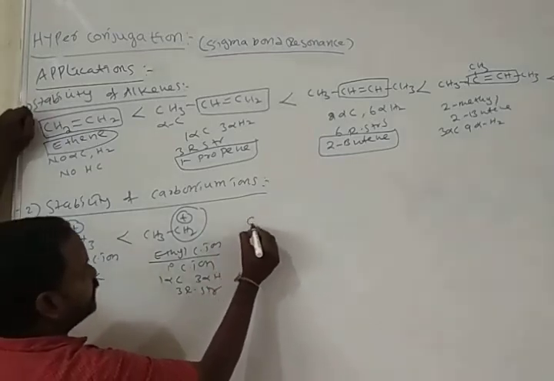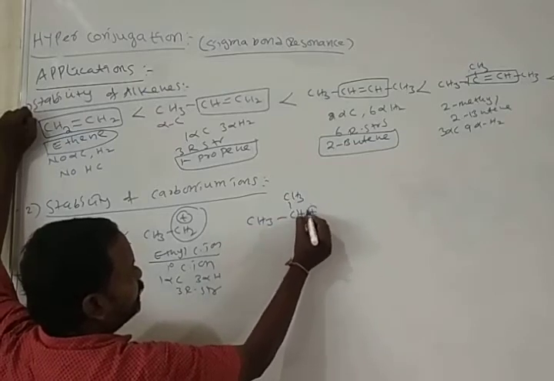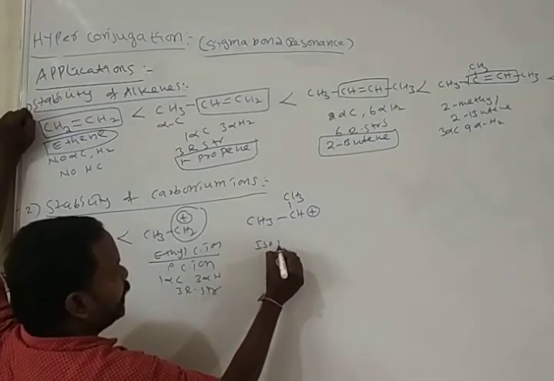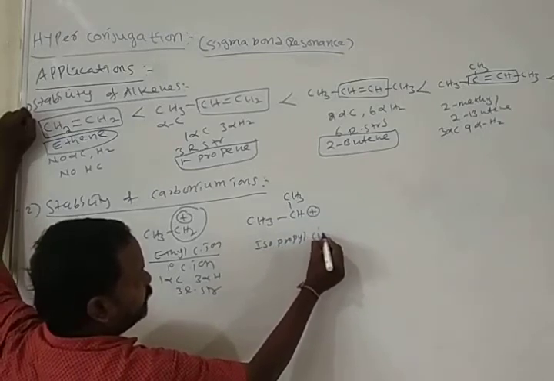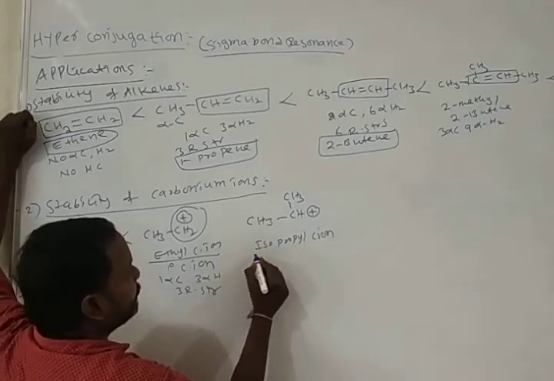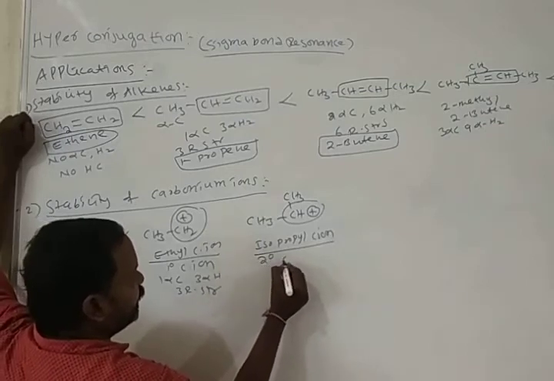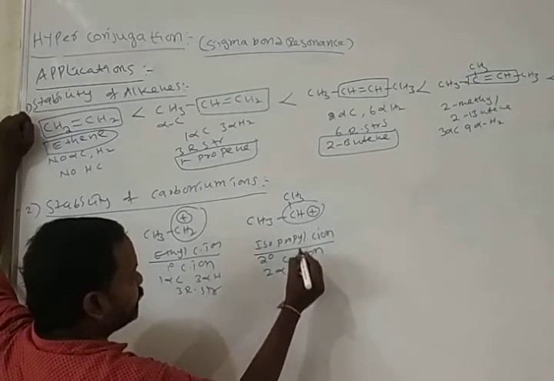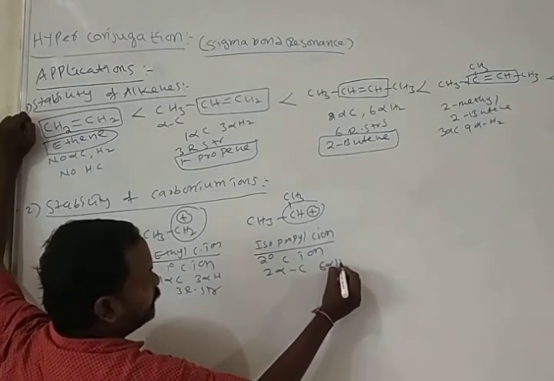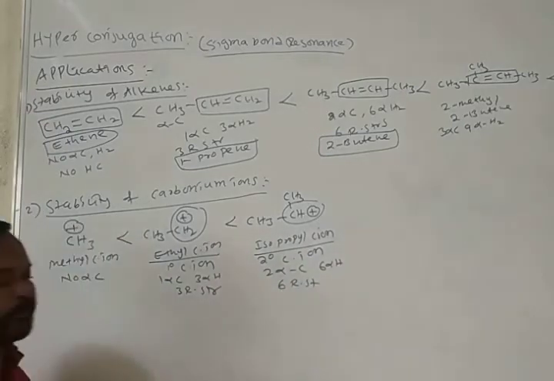Then in continuation we will see one more, CH3CH+CH3. This is called isopropyl carbonium ion. Here the carbon is attached to 2 carbon atoms, so we call it secondary carbonium ion. And here 2 alpha carbons are there, that means 6 alpha hydrogens, 6 resonance structures. So secondary carbonium ion is more stable than primary carbonium ion.